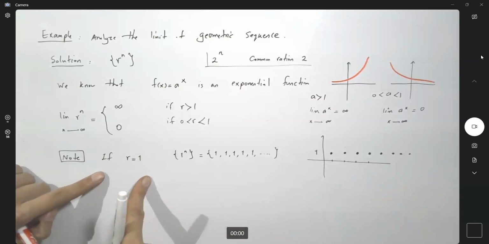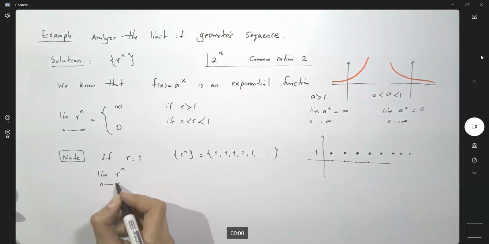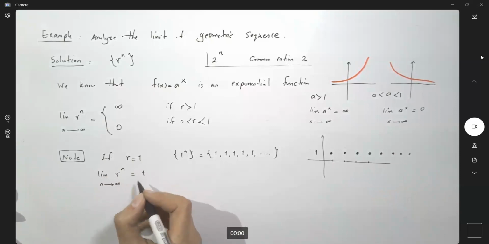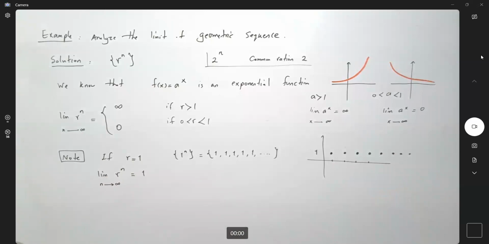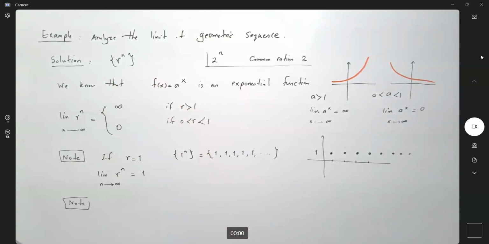So in this case, if r is equal to 1, the limit of r to the n as n goes to infinity is 1. We don't have any other option. We don't have any other choice. Very good. So another question: if I ask you to analyze a sequence, you need to consider all possible options.